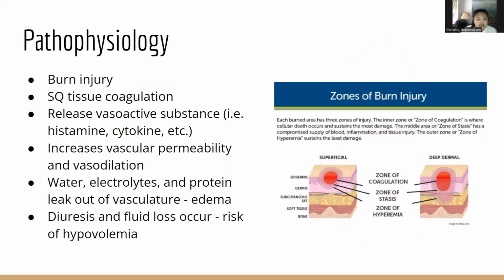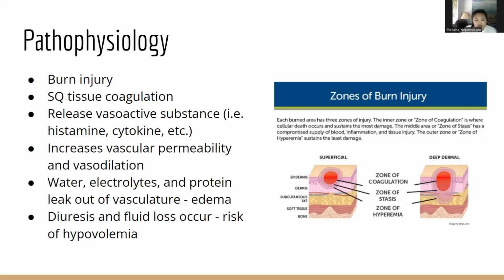Okay, so for pathophysiology, of course, the first that occurs is the burn injury itself. And due to the damage of the burn, the subcutaneous tissue starts to coagulate. And as a result, this causes a chain reaction where the body will release vasoactive substances. And that's things like histamine, cytokine, etc., as a defense mechanism. And so as the name suggests, because it's vasoactive, this leads to an increase in vascular permeability and vasodilation. And so what happens is water, electrolytes, and protein will leak out of the vasculature.